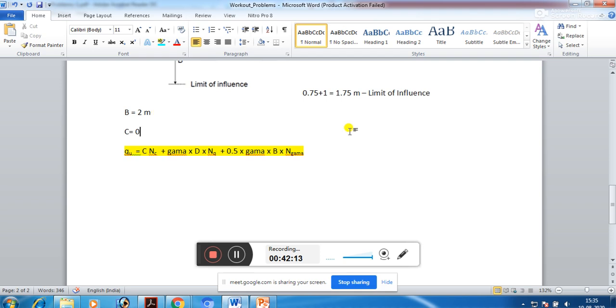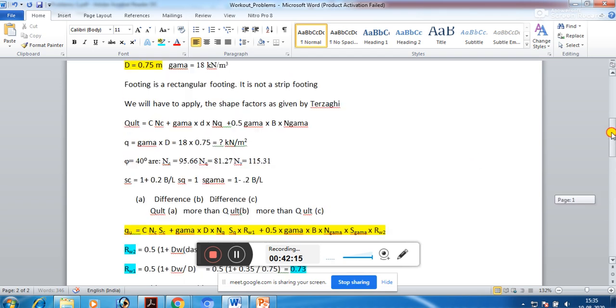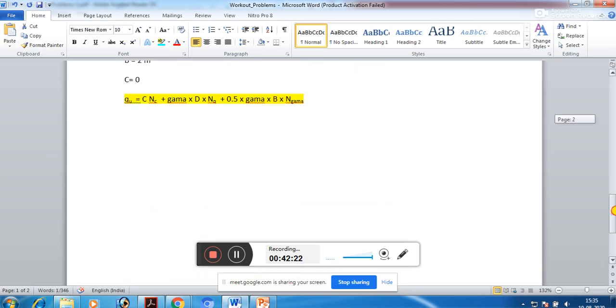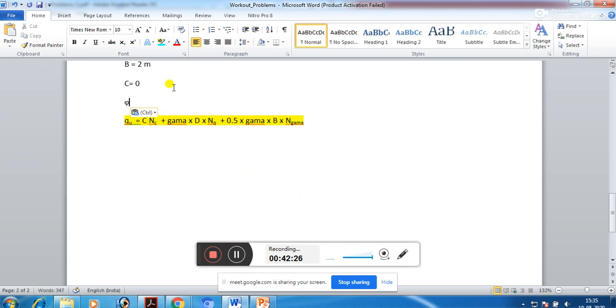Okay, but you notice one more thing, you have a phi value. Let's say I am taking this phi from here. So let's say you have a phi value and phi is equal to 36 degree. So for phi equal to 36 degree, you are going to have the values of NC, NQ and N gamma.